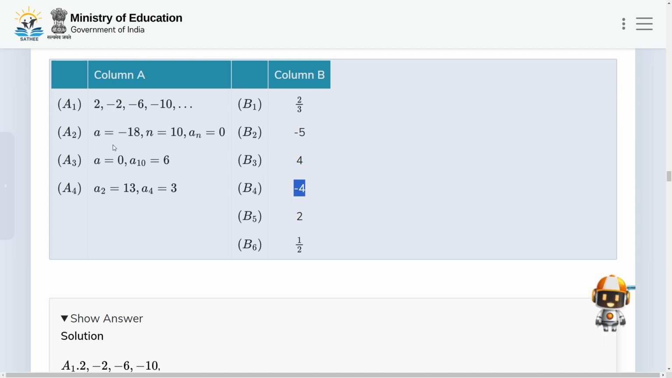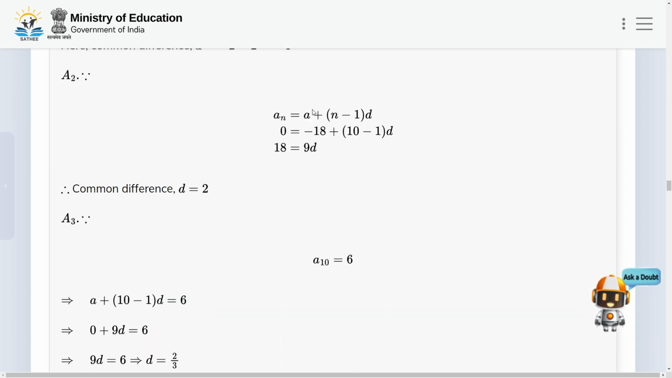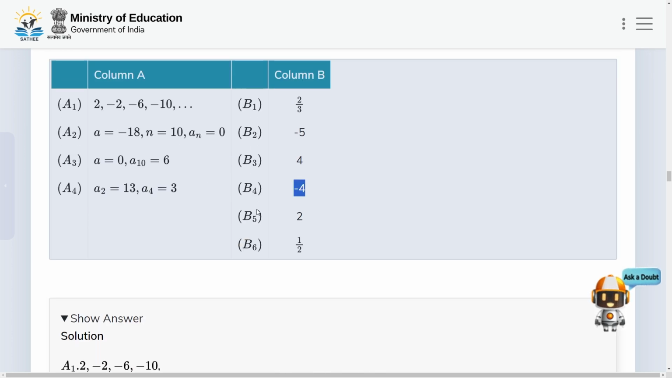Okay, and for the second one, we have the first term is minus 18, n is equal to 10, and an is equal to 0. Here we have to find the common difference for A2. So we know this formula, an is equal to a plus n minus 1 times the common difference d. It implies 0 is equal to minus 18 plus 10 minus 1 times d, and it implies 18 is equal to 9d, and it implies d is equal to 2. Therefore the common difference d is equal to 2. So A2 is related to B5.